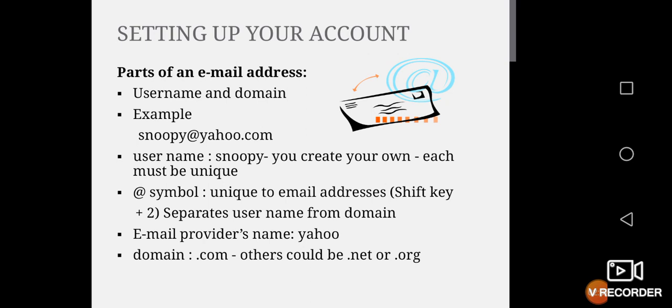First of all, you have to have an email address which consists of a username and a domain. For example, Snoopy at yahoo.com. Snoopy is a username that I have given. You can choose any name of yours. If your own name is available, you can use that. And after the name, it is given with an @ symbol. It separates the username from the domain. I already told you I'm going to use Yahoo as a service provider, so I'll be using Yahoo. Then the domain could be .com, .net, .org, it could be anything.